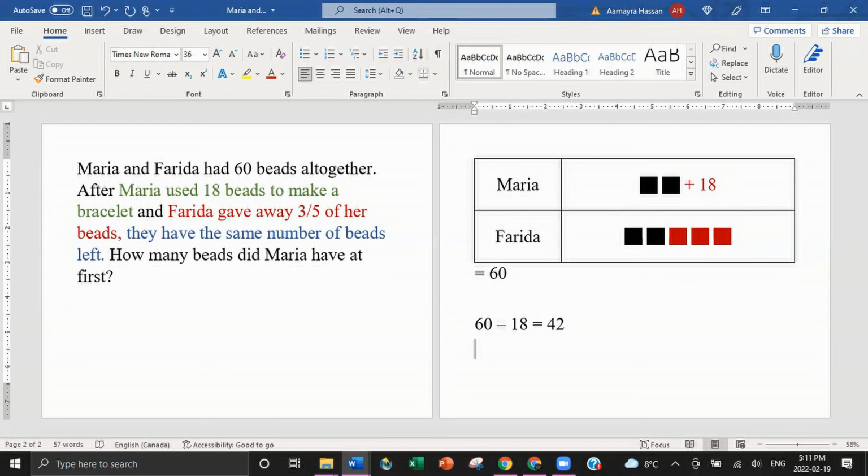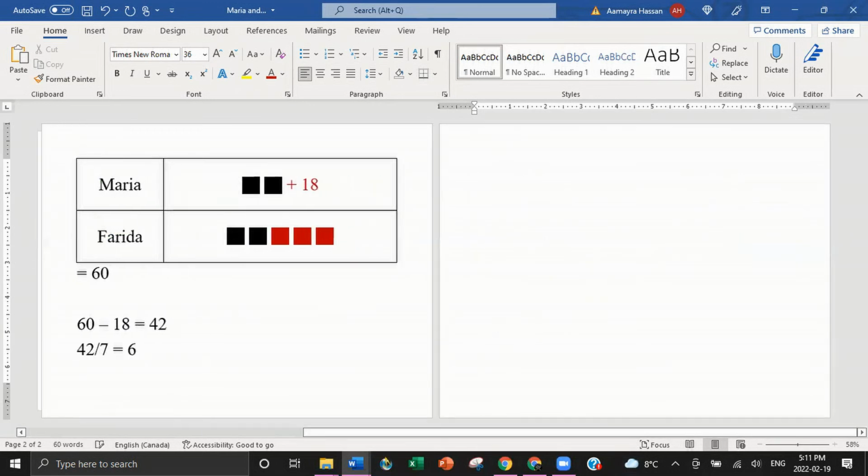Now 42 has to be the amount with all of the squares. So to get the number of beads each square represents, we'll take 42 and divide it by 7, since there are 7 squares, which will get us 6. So each square represents 6 beads. And we might as well write it on the next page.